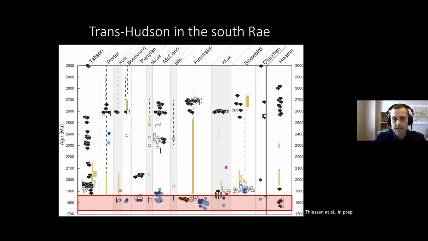However, we do see abundant metamorphism and even magmatism in one of the domains of this broadly 187 to 180 overprint, particularly within the Penelon, McCann, and Firedrake domains in the middle of the Rae, South Rae.